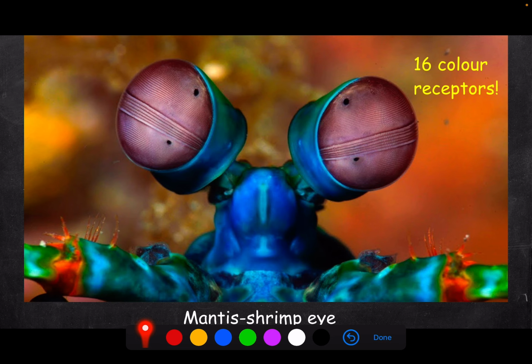Also, you'll notice that it has 2 pupils in each eye, which allows it to have spectacular vision, and I don't think anything gets past the eyes of this creature, the mantis shrimp.